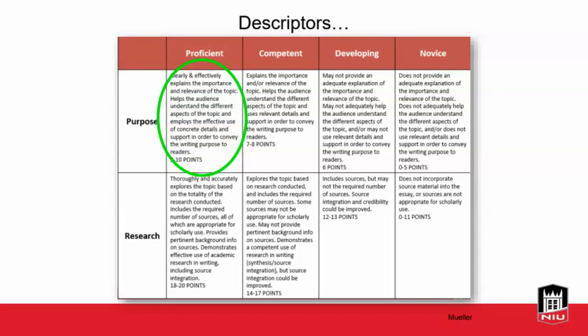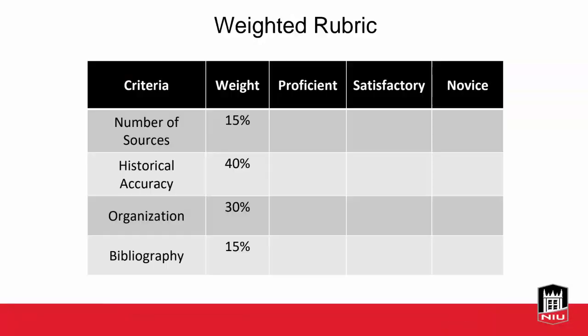Descriptors should contain, at the very least, a description of the highest level of performance, and that would be called a scoring guide if you include only the highest level. And descriptors also articulate what you mean by your labels too. So what does proficient mean for purpose? What does proficient mean for research? Here's another example of a weighted rubric that hasn't been filled in yet with descriptors. So I've weighted here the various dimensions according to their significance. And to do this, we would add descriptors to identify what performance would look like, again, in each criterion for each level.